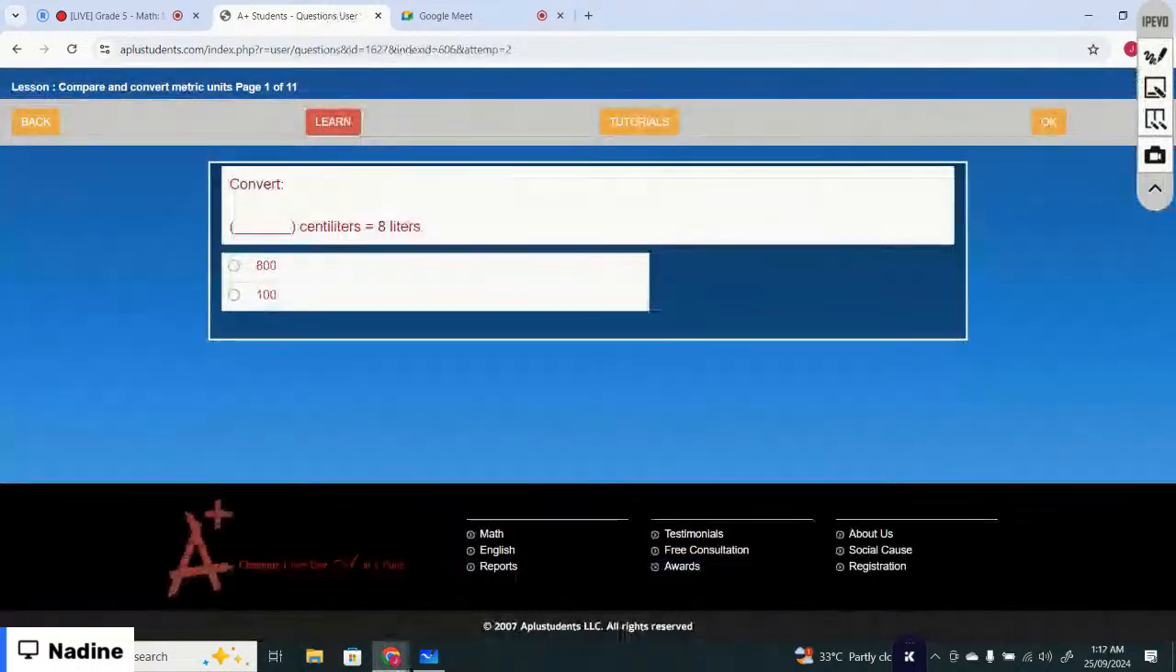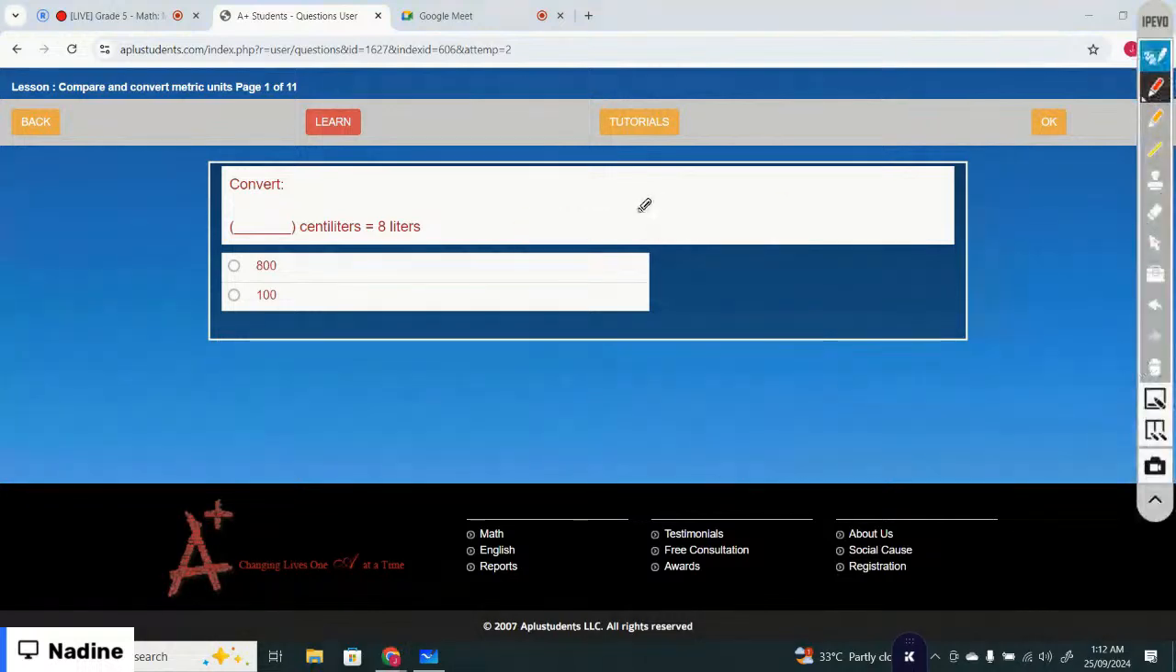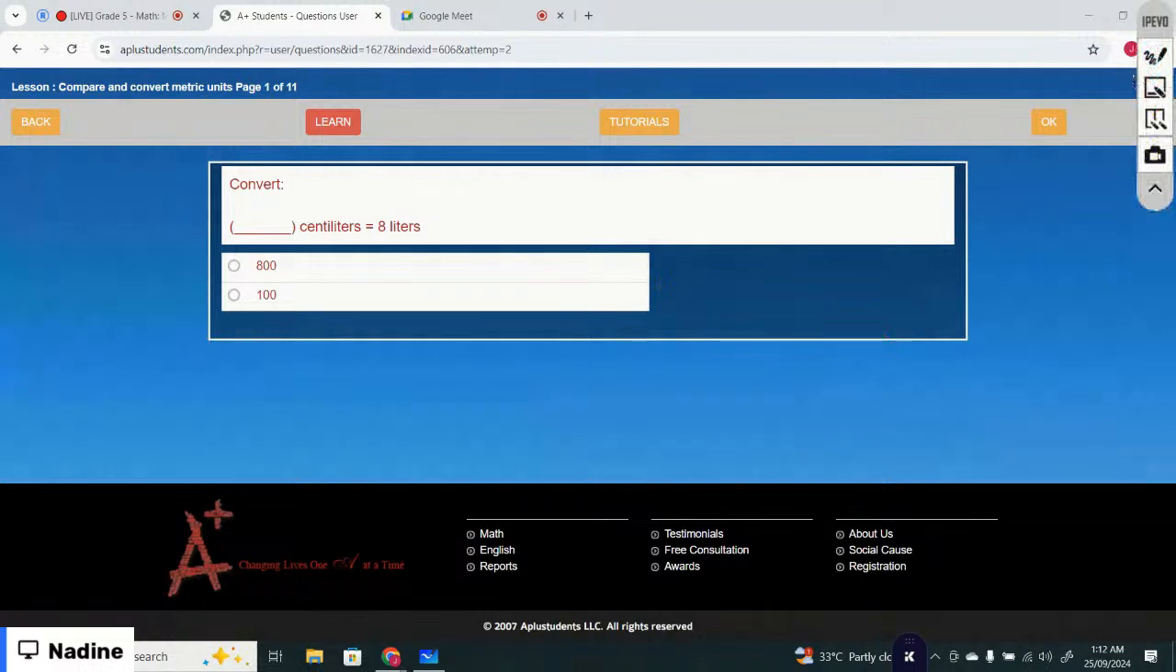Okay, so the next one is 8 liter equals how many centiliters? So which is the correct option? 1 liter equal 100 centiliters, right? So then 8 liter equal 8 times 100, that is 800 centiliters. The correct option is option number 1, that is 800 centiliters.